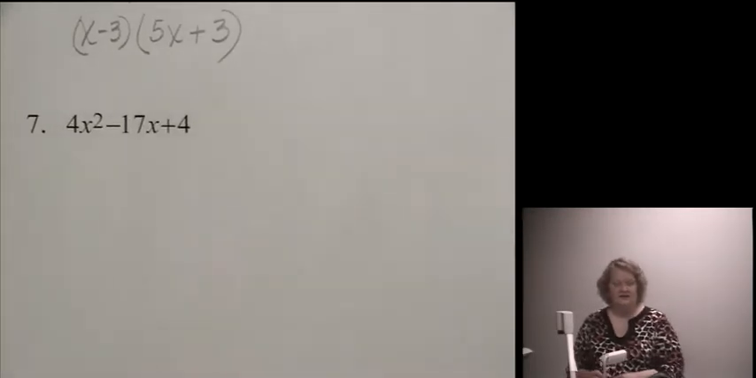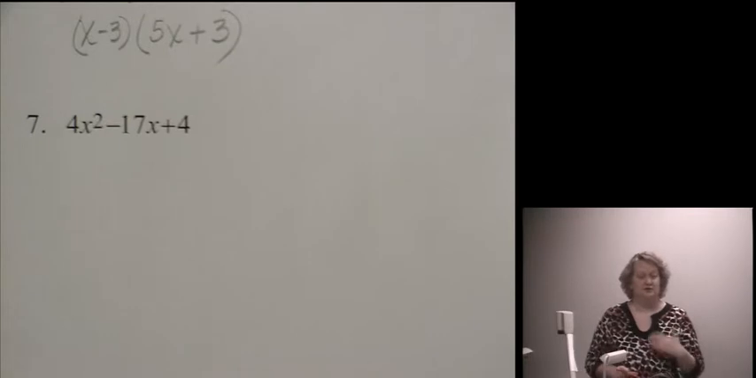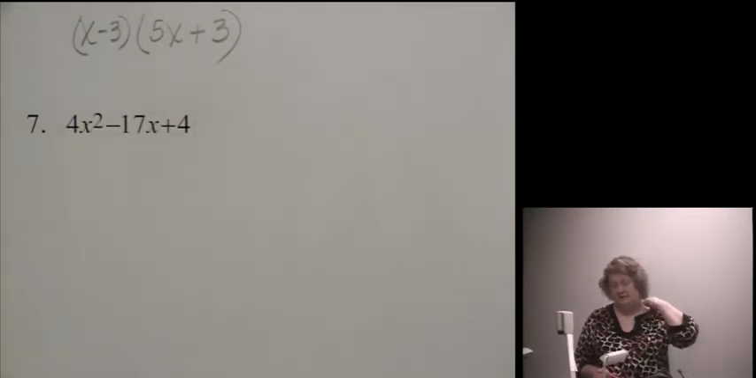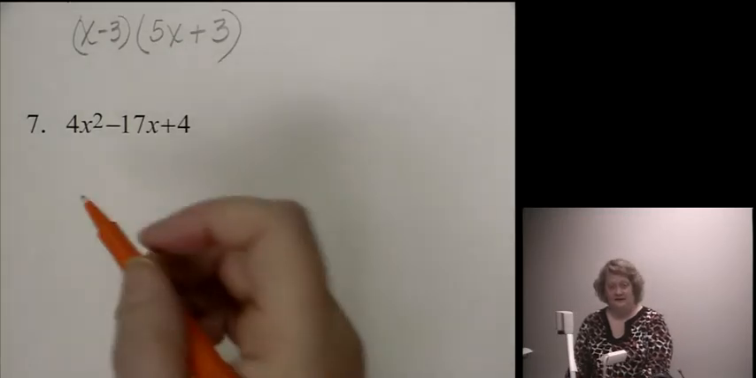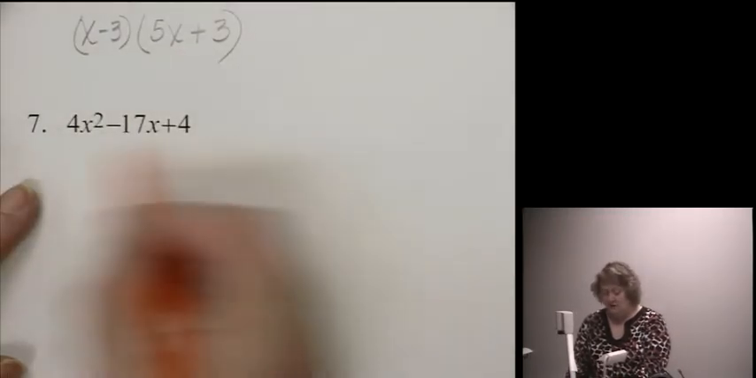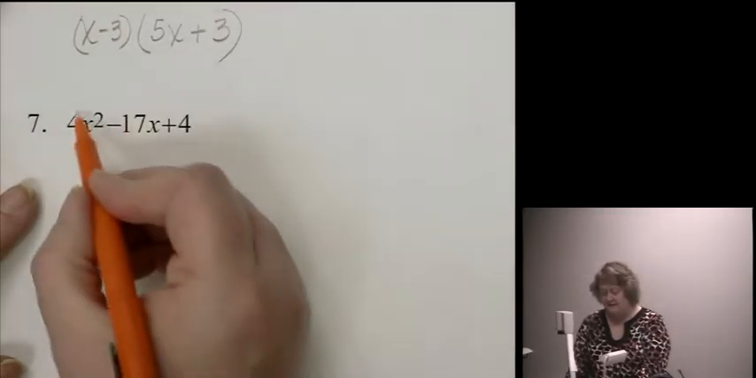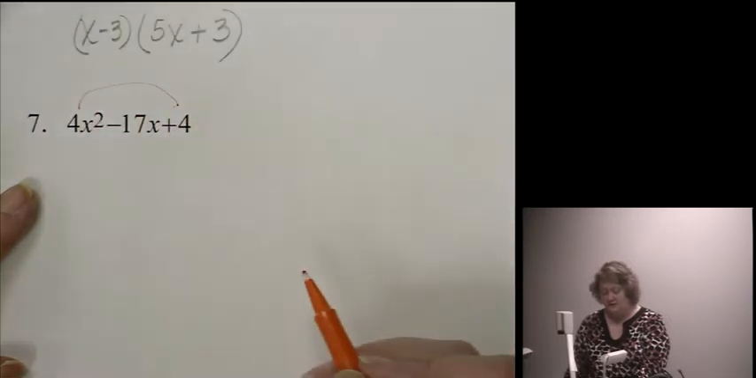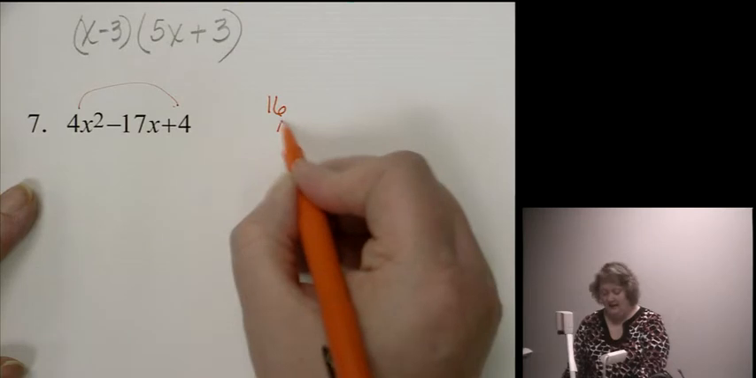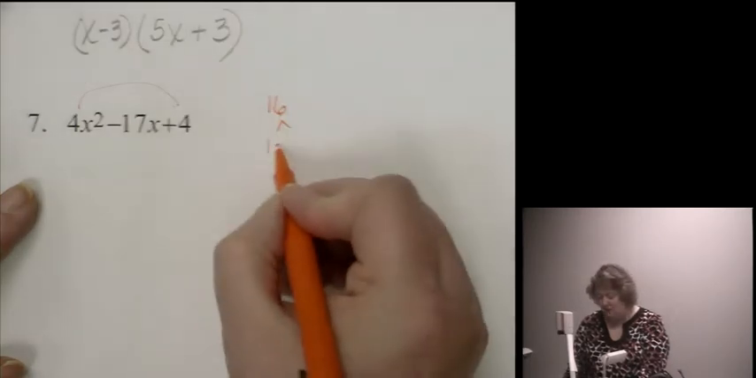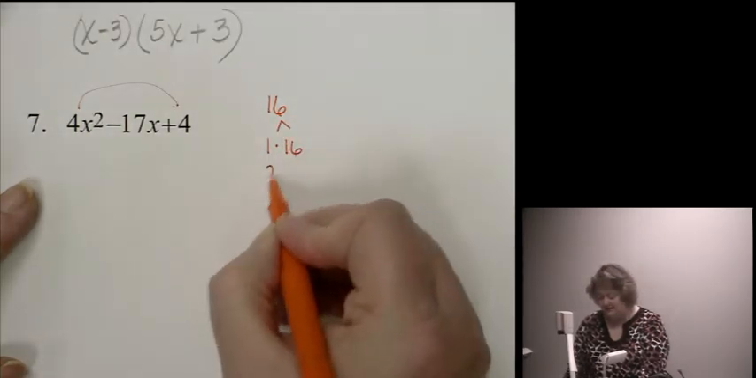And notice in all of these, we've not had a common factor, but you should be checking everything you do for a greatest common factor before you do anything. And again, no greatest common factor. So the first step is to multiply your 4 and your 4. Get 16. Now with 16, it's pretty easy to go on and write down the factors of 16.